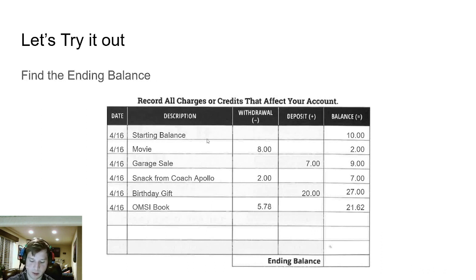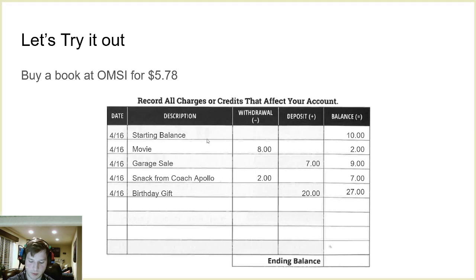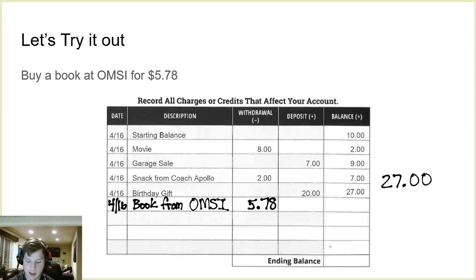Okay, we want to buy a book at OMSI for $5.78. So since I'm buying something, I need to take something out of my account to do that. So that's going to be a withdrawal. And I'm going to take out $5.78. Okay, I'm going to say book from OMSI as my description. Okay, now we need to subtract. Since it's a withdrawal, we know we need to subtract.